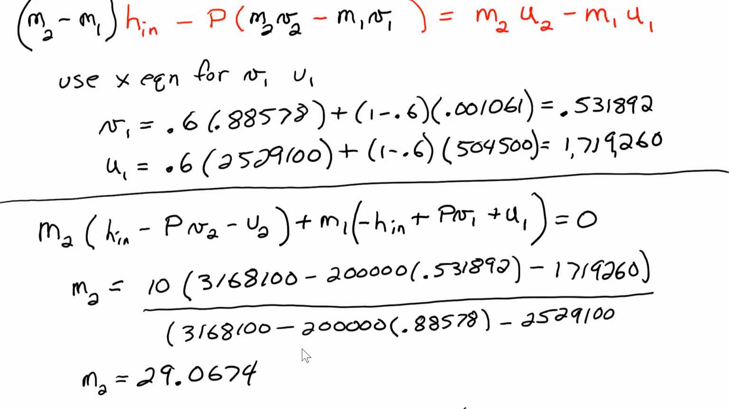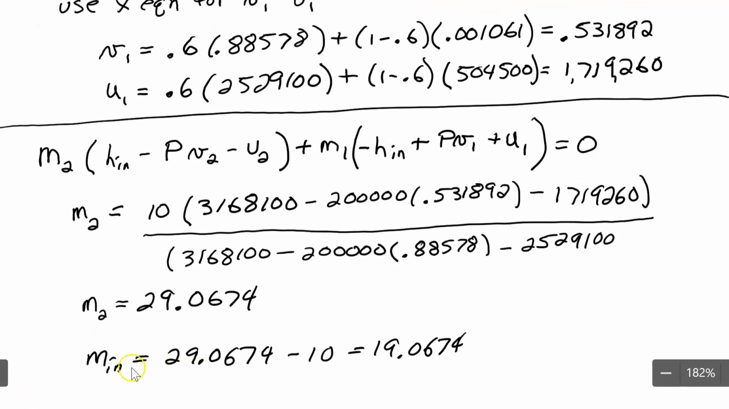They wanted the mass that goes in. How are you going to find that? Yeah, that one's not too bad. The mass that goes in is the difference between the final mass minus the initial mass. So the mass that goes in is 19.06. What are the units here? Standard units. They would be kilograms. Okay, that's it.